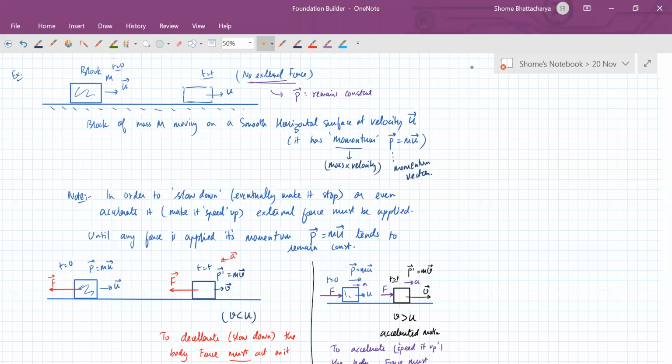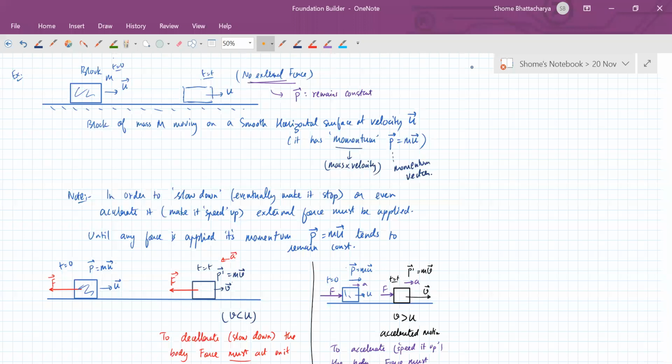When we discuss the second law and the numerical applications, you will understand how momentum changes with force. Momentum, see, what is it? It's mass into velocity, right? So if you want to change momentum, that means velocity has to change. So when will velocity change? When there is acceleration.